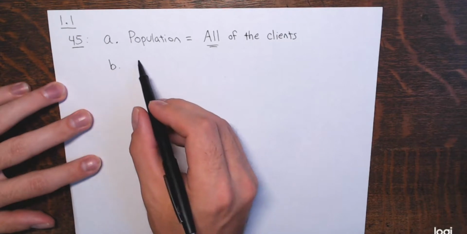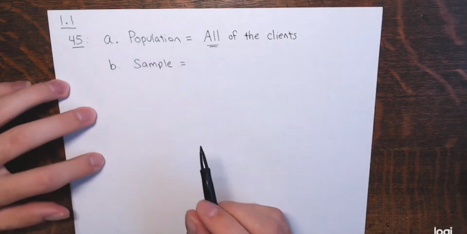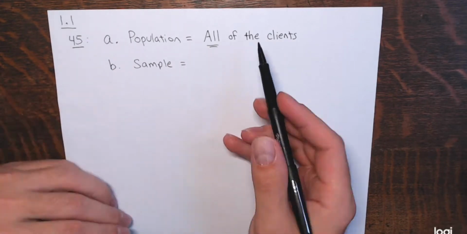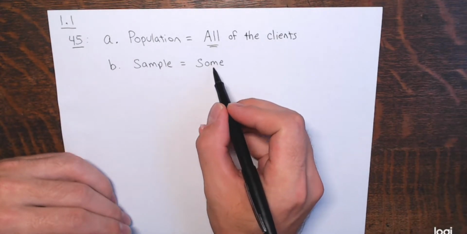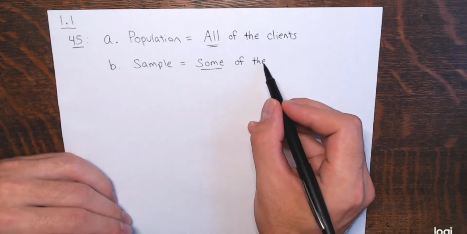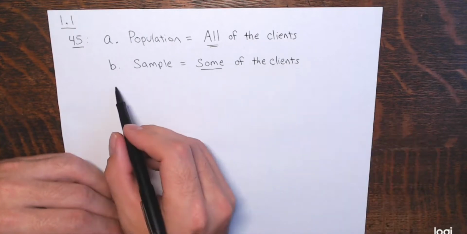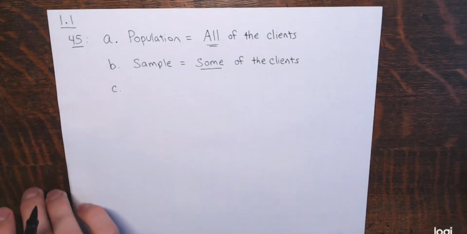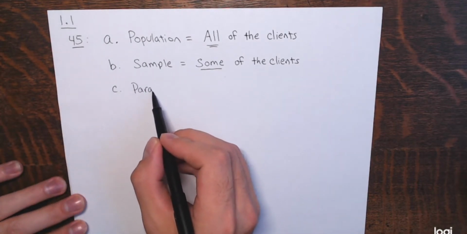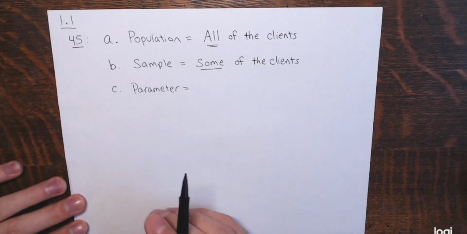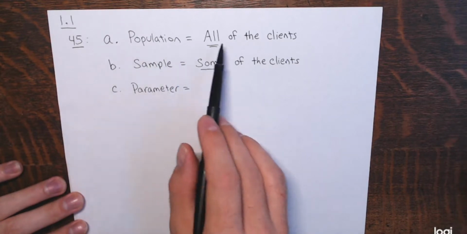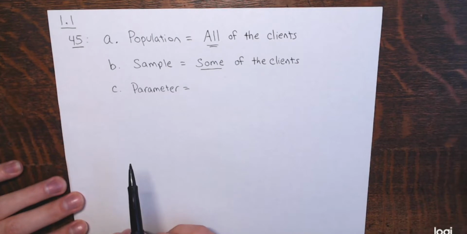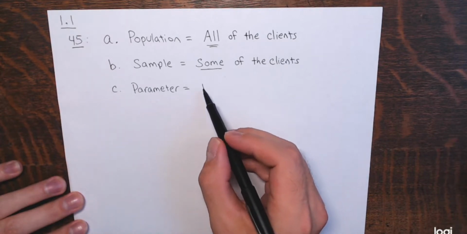Now, part B, a sample would be just some collection of these clients, not all of them, but just a collection of some of the clients. Part C was what's the parameter? Remember, a parameter is a number describing a characteristic of the population of all the clients, and it says the insurance companies are interested in the mean health costs each year of their clients. So the population mean health cost.